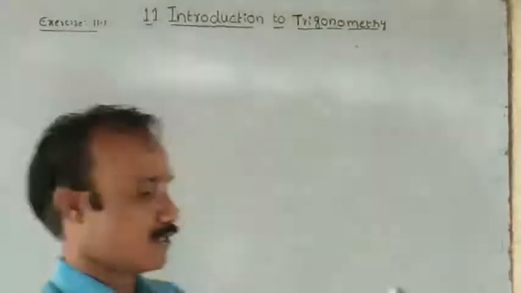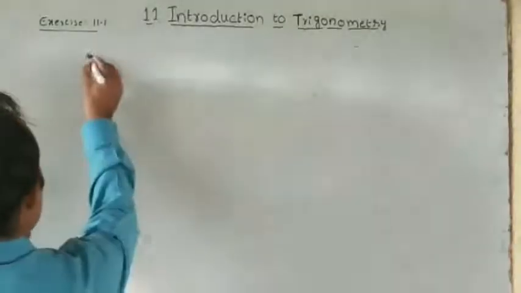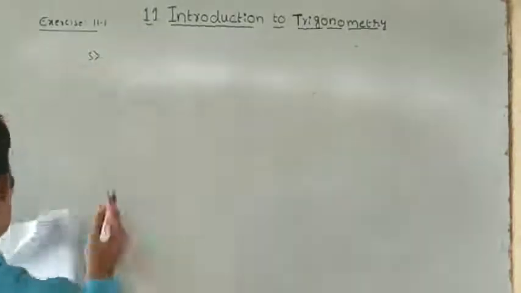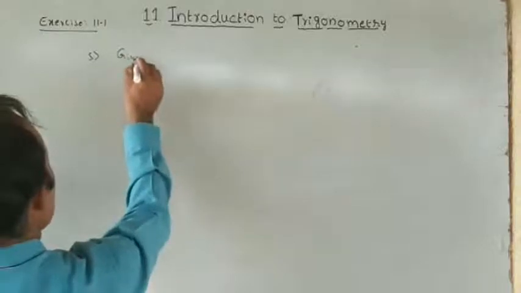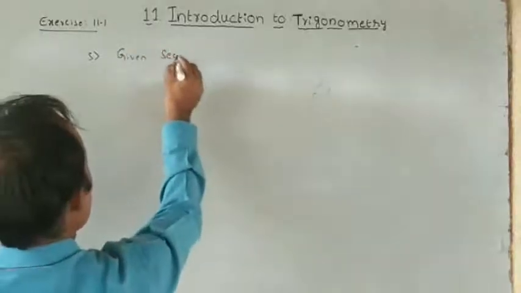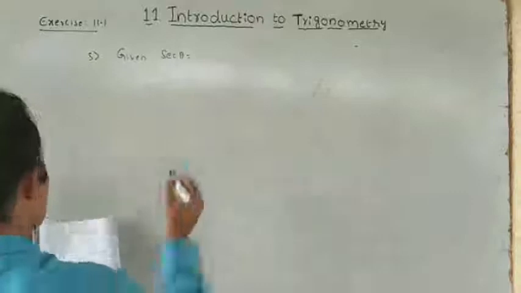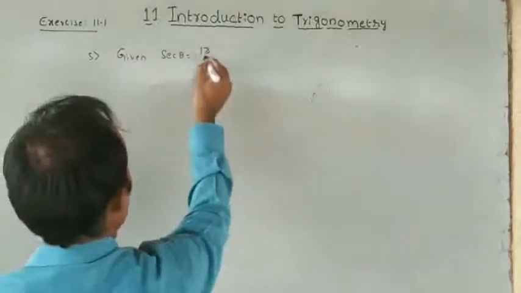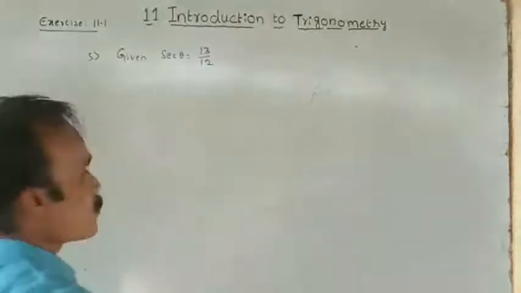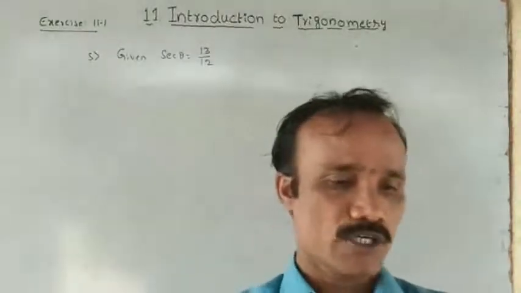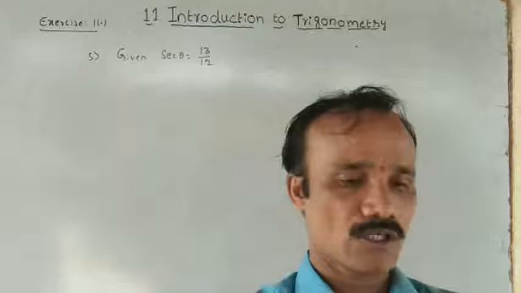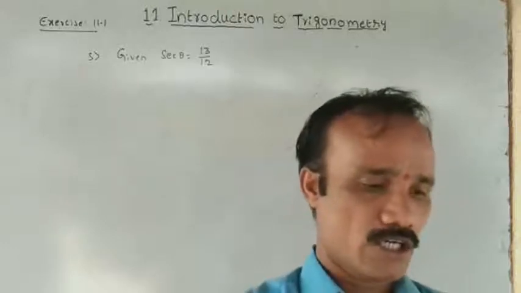Let us see the next question. Question number 5. Given that sec theta is equal to 13 by 12. Calculate all other trigonometric ratios.